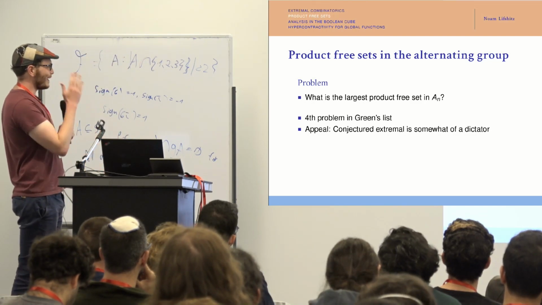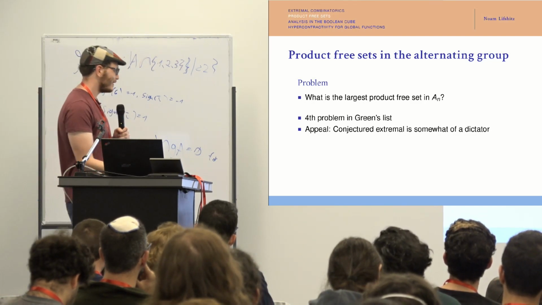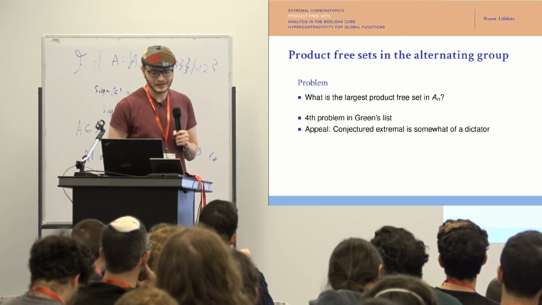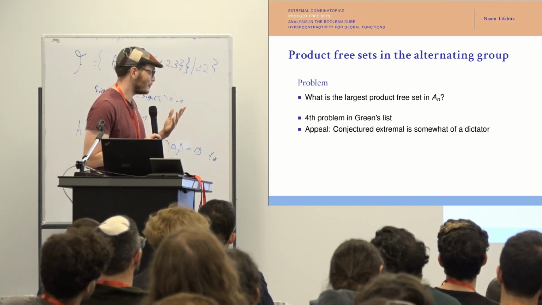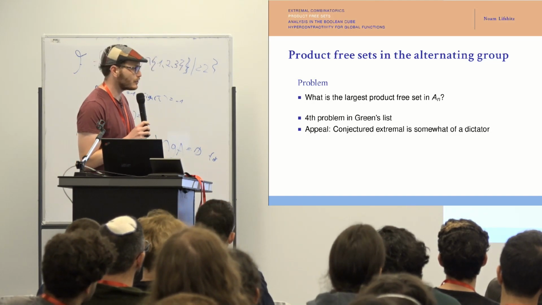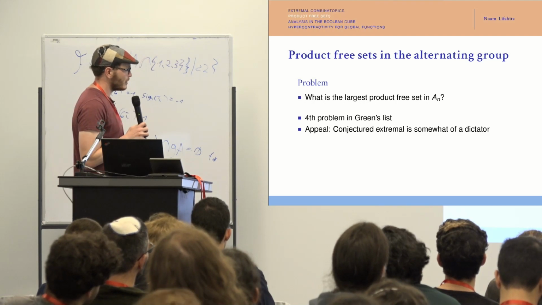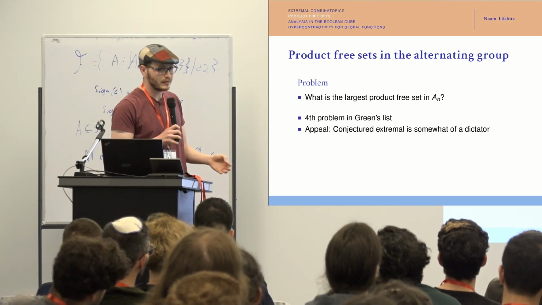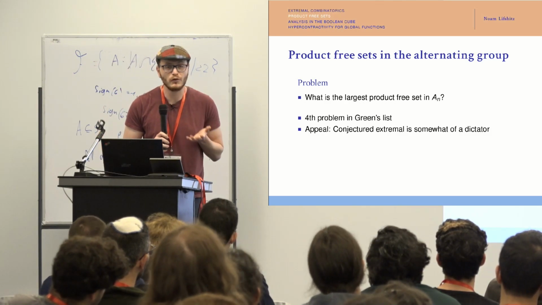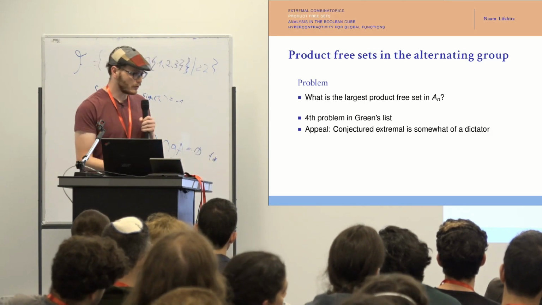Okay. So instead of asking this problem about Sn, which is quite easy, we consider this problem about the alternating group, which was the original problem of Babai and Sós. They conjectured that the largest product-free set in An has density which is a constant, bounded away from 0, which turned out to be false.